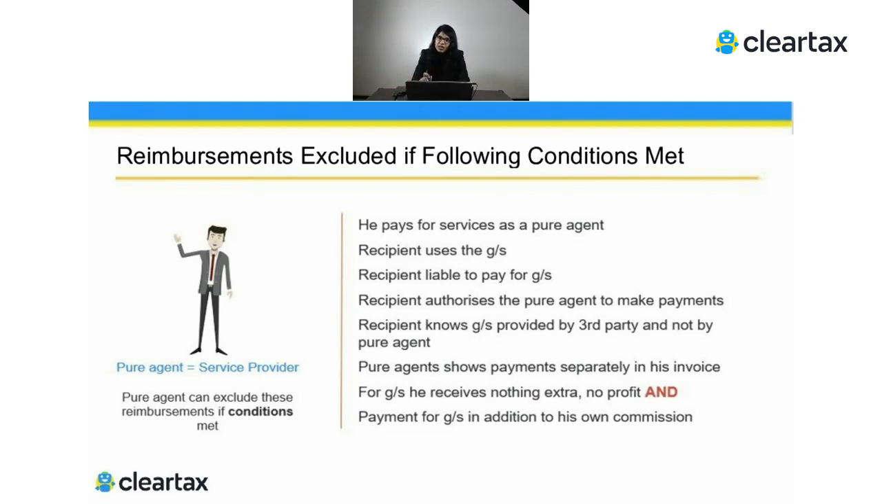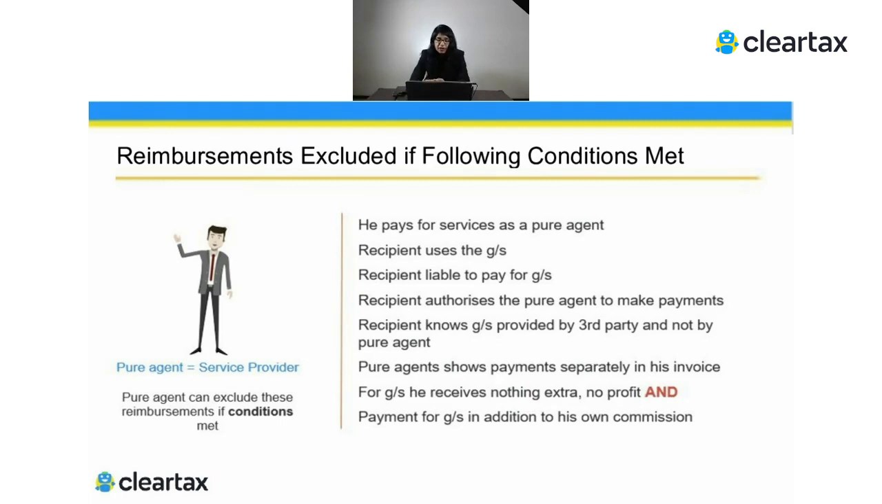Whether that person knows I'm going to pay some money on the MCA side, yes, he knows that. Then am I going to show it separately? Yes, I will show a certain amount as a reimbursement. Am I charging an extra amount for it? No. Whatever I'm paying, let's say 5,000, I'm not going to charge any extra. If I'm not charging any extra, there is no profit.